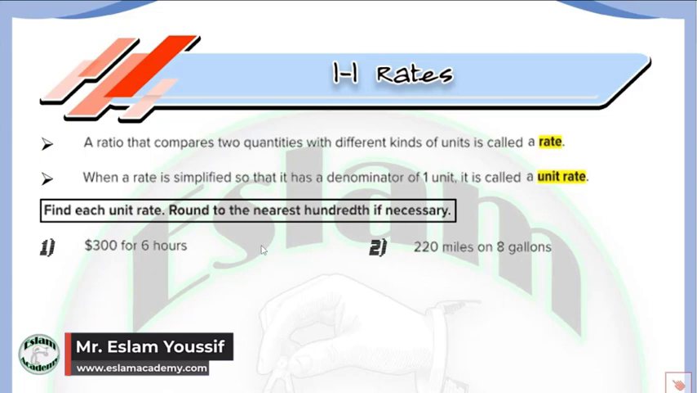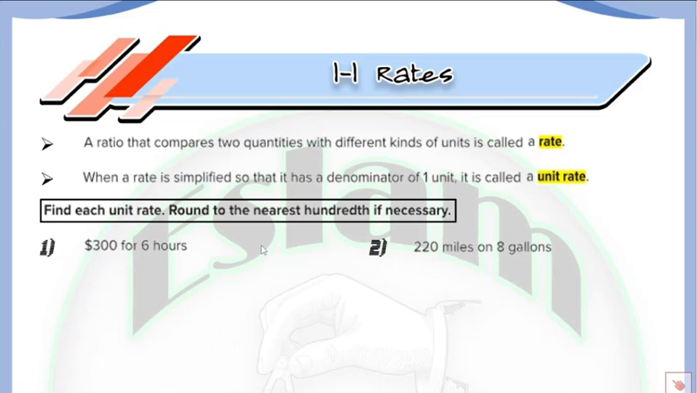Before we start with the rate, we just revise the meaning of the ratio. Ratio is comparing between two quantities with the same kind of units. We need to compare length and length, height and height, weight to weight, price to price. But if we have different kinds of units, it will be a rate.